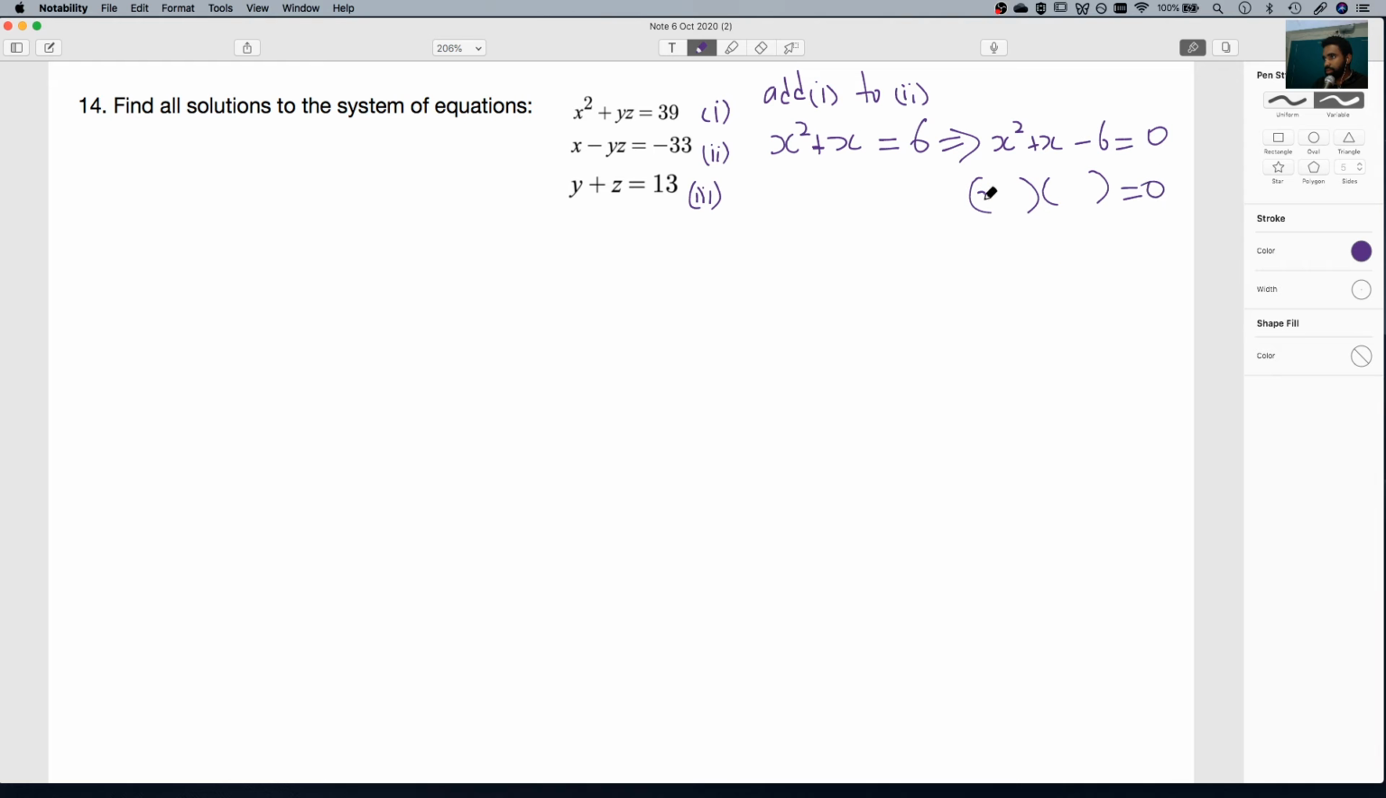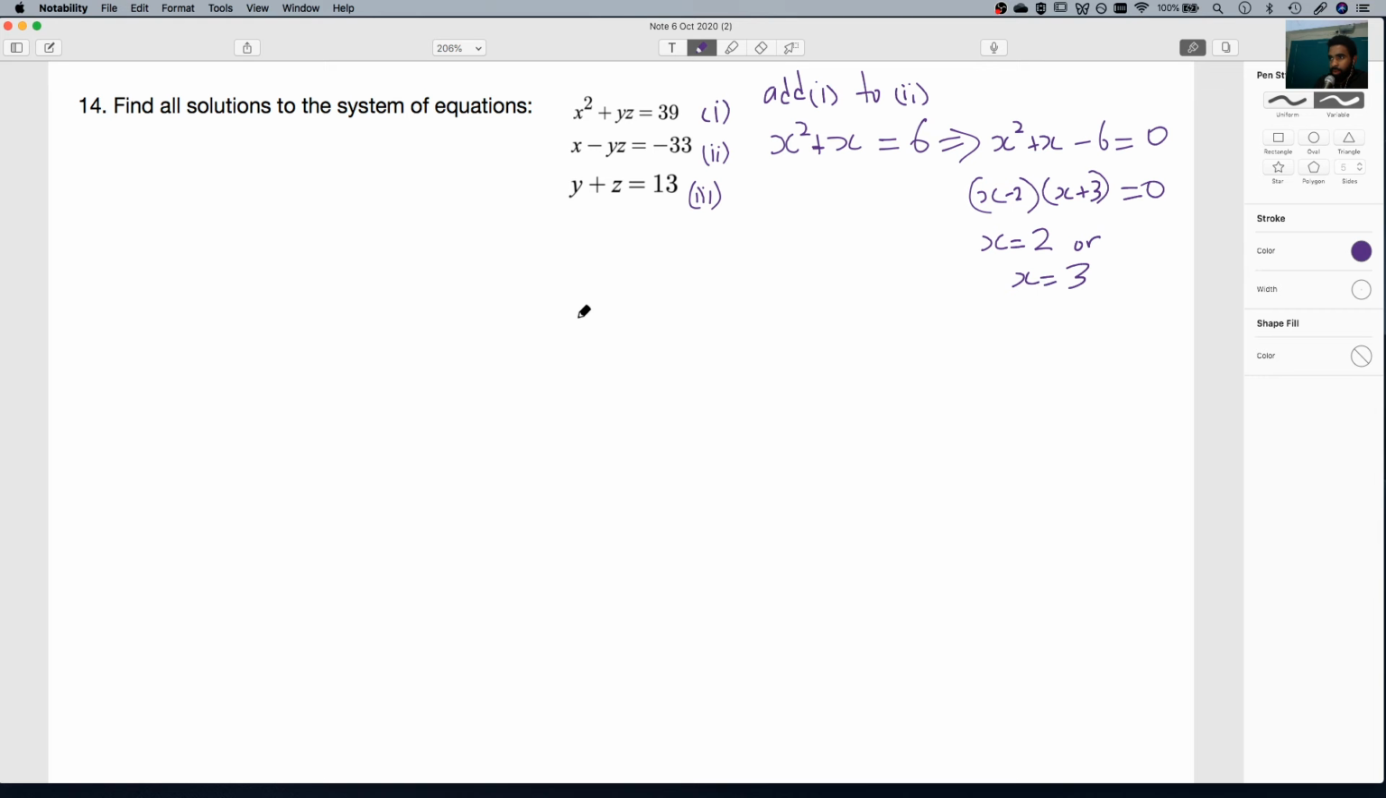Does it factor? We put an x and an x. Does anything multiply to give us minus 6 and add to give us plus 1? I think so. I think minus 2 and 3. Yes, minus 2 and 3. Which would then give us that x is equal to 2 or x is equal to 3. So now we have two possible values for x, and we're going to plug those values into these equations to see if we can work out y and z.